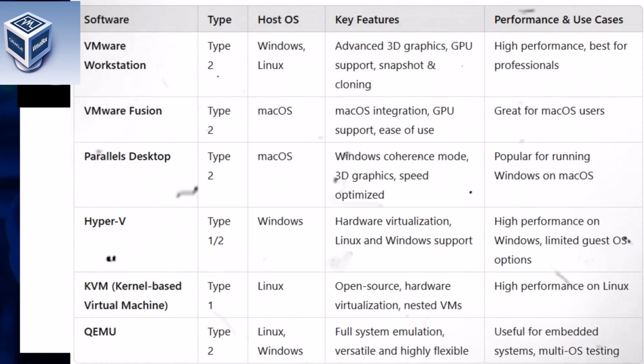Hyper-V. This is built into Windows. Hyper-V is a Type 1 hypervisor used for high-performance virtualization. It is commonly used in enterprise environments but has limited support for non-Windows operating systems. KVM, or Kernel-based Virtual Machine. It is integrated into Linux. KVM is a highly efficient Type 1 hypervisor for Linux users. It's widely used in data centers and cloud environments for its performance and scalability. QEMU, a flexible open source emulator and virtualizer. Paired with KVM, it provides efficient full system emulation and is highly customizable.